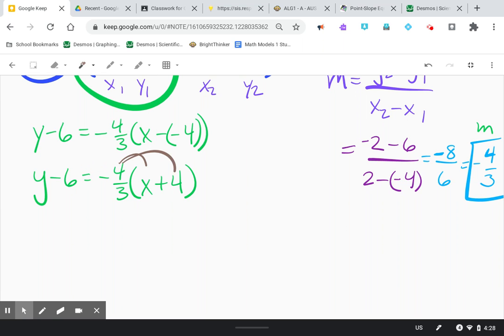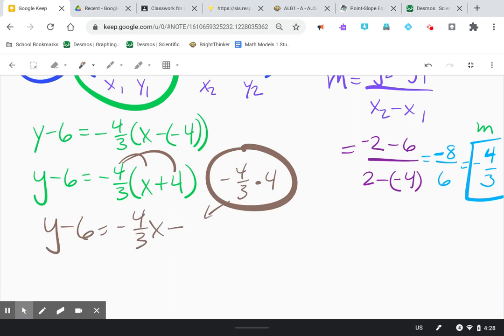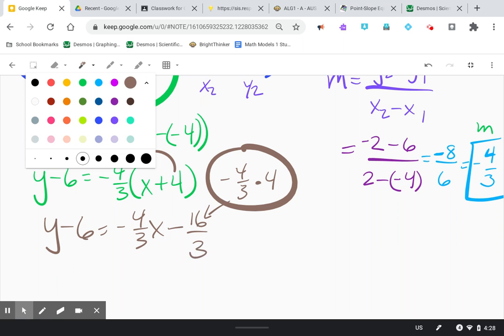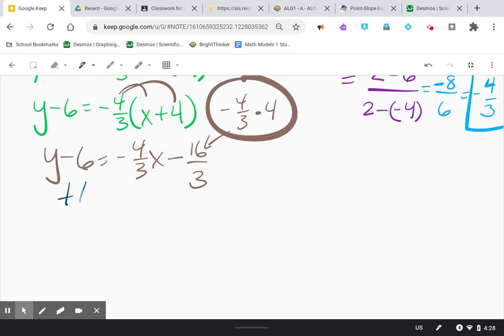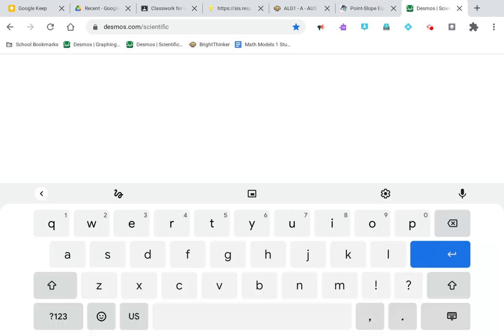So we'll distribute this. y minus 6 equals negative 4/3 x. That just stays like that. Minus, and then this is going to be negative 4/3 times 4. Now it's not going to reduce, but when I multiply it, I end up with negative 16 over 3. Now, this one is a little bit weird compared to some of the other problems we've done, but we're still going to add this 6 to both sides, and then we're going to see what we get. We're going to get y equals negative 4/3 x, and then we're going to do negative 16 over 3 plus 6. Let's go see what we get over here when we do that.